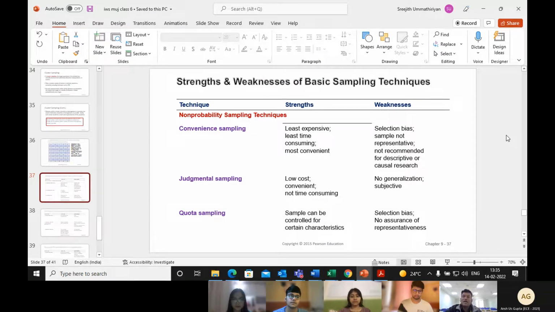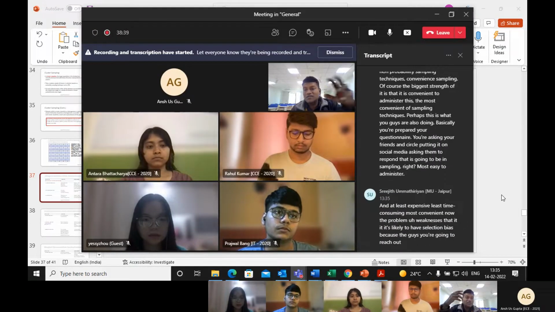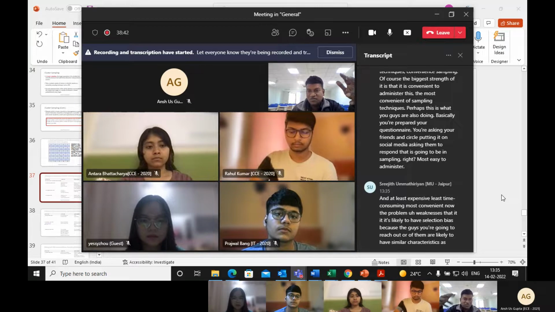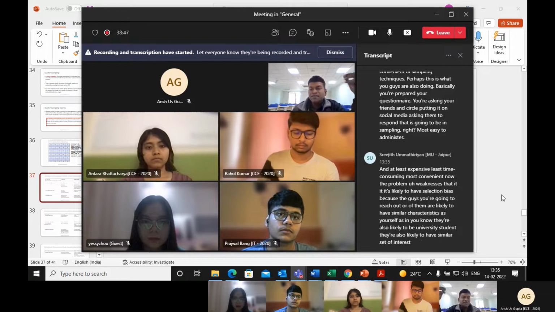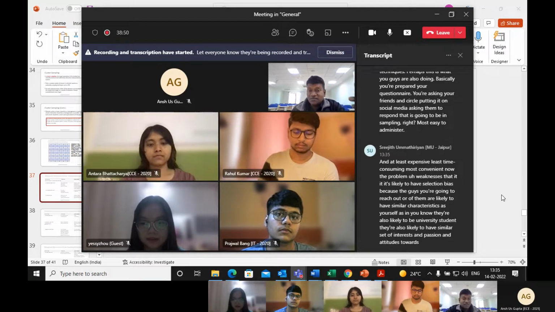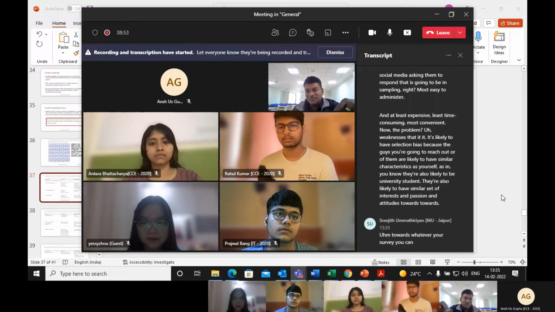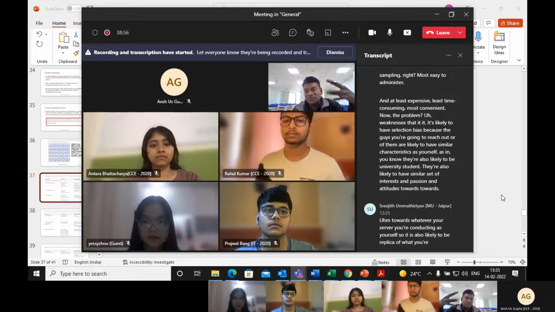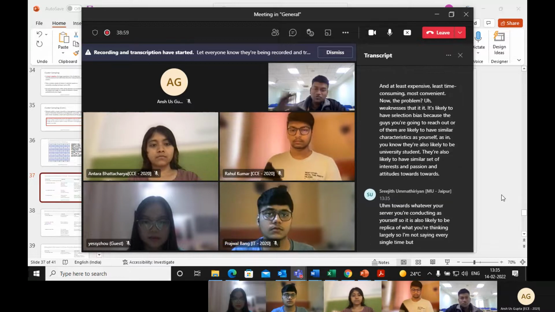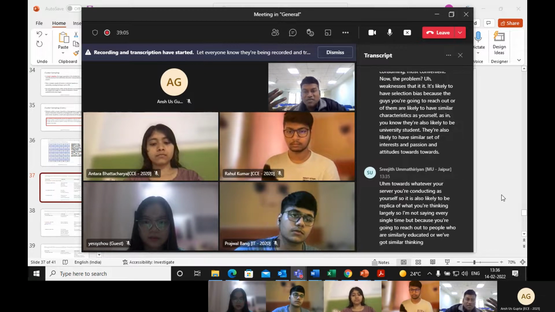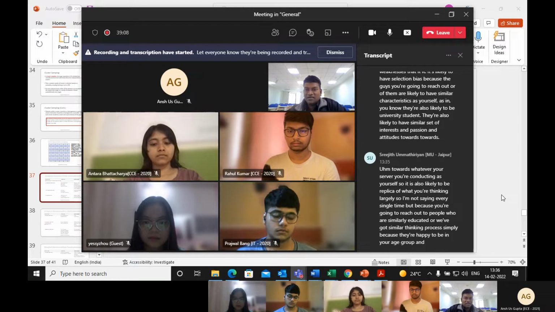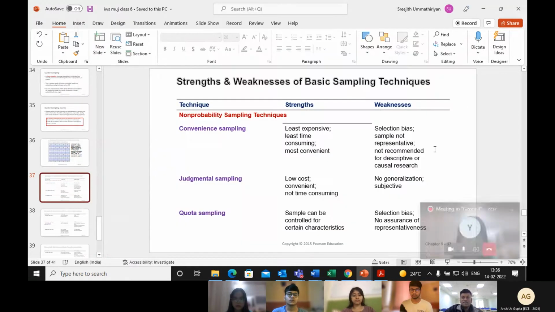Now, the weakness is that it is likely to have selection bias, because the people you're going to reach out to are likely to have similar characteristics as yourself. They're also likely to be university students. They're also likely to have a similar set of interests, passions and attitudes towards whatever survey you're conducting. So it is also likely to be a replica of what you're thinking, largely so. I'm not saying every single time, but because you're going to reach out to people who are similarly educated or who have a similar thinking process, simply because they happen to be in your age group and your circle. Right, so there could be a selection bias. The sample is not representative, and it is not recommended for descriptive or causal research.